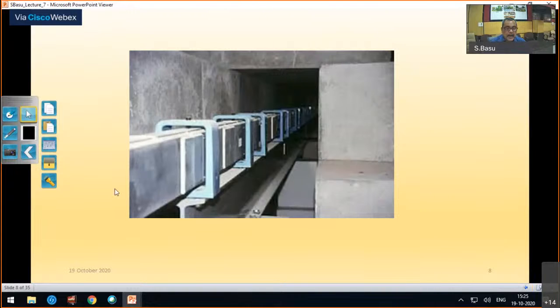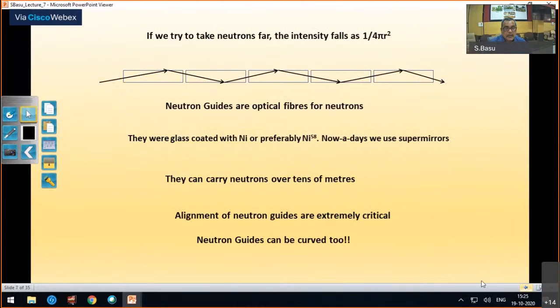So this is actually a guide, it's shown a guide. And what it does actually, how it carries neutrons. You are familiar with optical fibers. We know optical fibers can carry light through total internal reflection. That is common knowledge to everybody. And actually, they are used almost everywhere today, even in your high speed networks, they depend on optical fibers. So neutron guides are the counterpart of optical fibers.